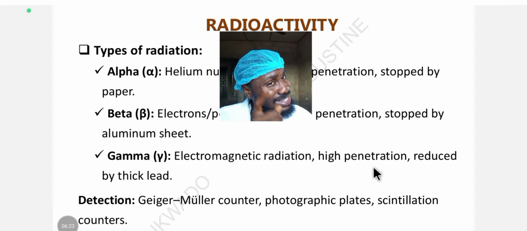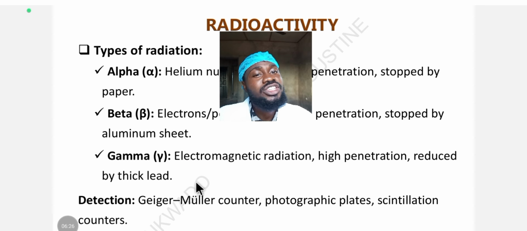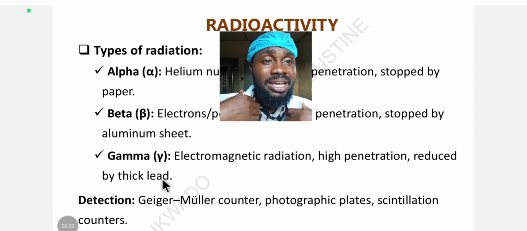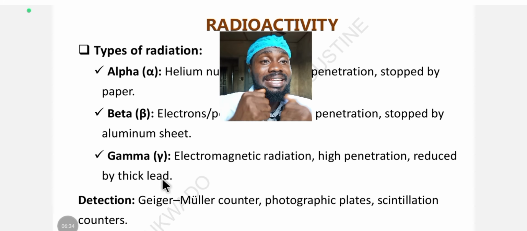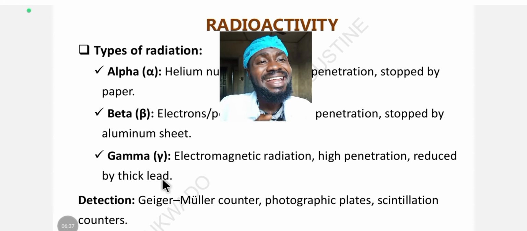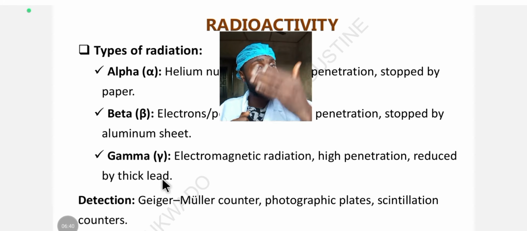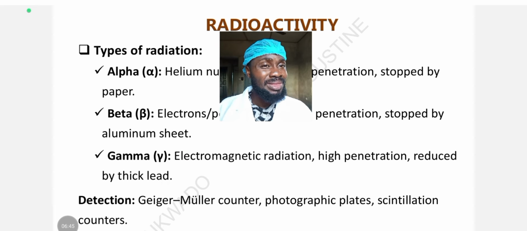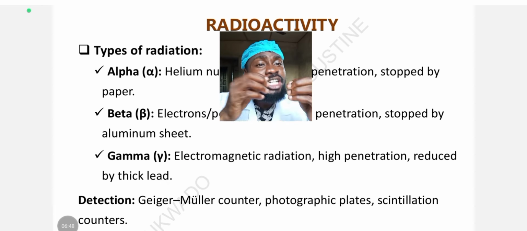That should tell you that it has a high penetrating power. And it is reduced by thick lead. So you can only use lead, okay? Lead jackets, lead clothing, lead coverings, lead block. That's only what you can use to stop it. And it's not that it stops gamma ray or gamma radiation completely. To some extent, okay? It reduces it.